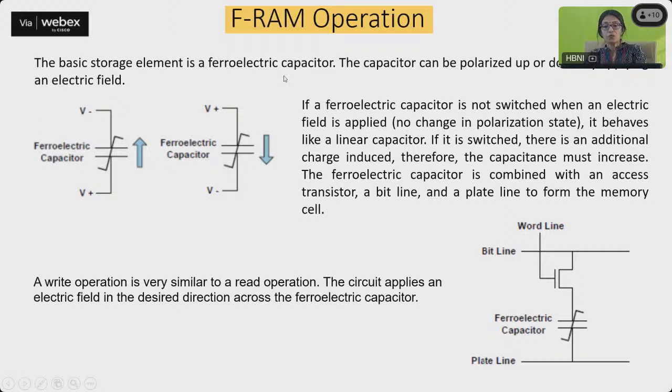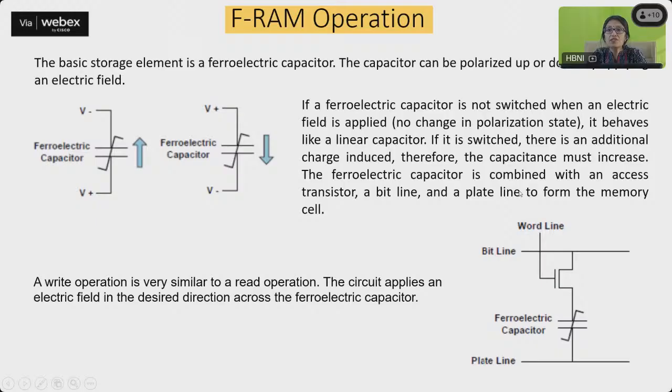So how does this operation take place for this FRAM? The basic storage element is the ferroelectric capacitor. The capacitor can be polarized up or down by applying this electric field. Why? As I explained before. If a ferroelectric capacitor is not switched when an electric field is applied, there is no change in polarization state, so it will behave like a linear capacitor. Now if it is switched, there is an additional charge induced, therefore the capacitance must increase.